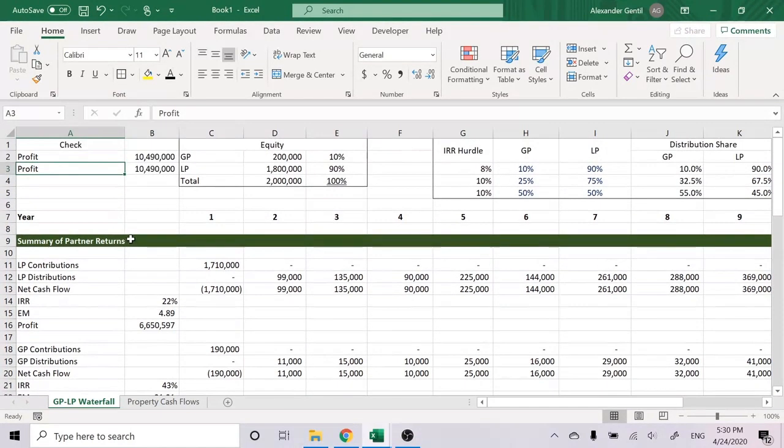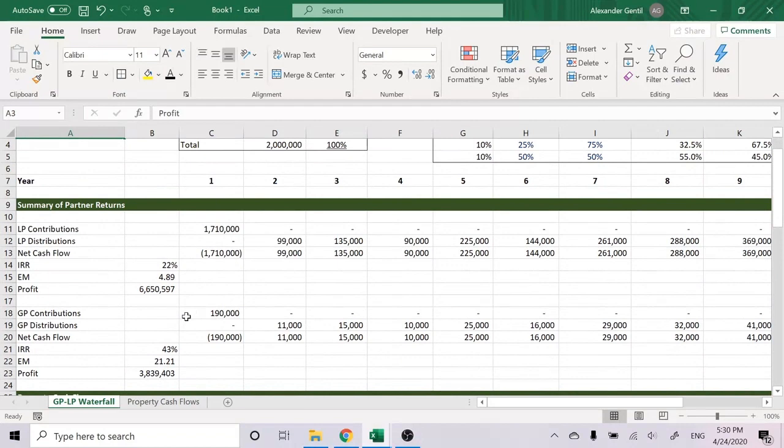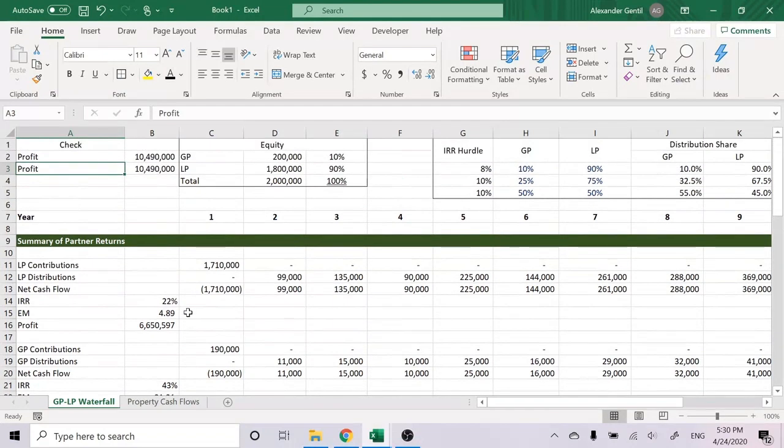So just the takeaways here: the general partner can get a big boost if the property performs well, and if we manage to sell it for a really high value at the end. This is modeling using IRR hurdles. This is the first video, and I'll be posting some other ones using the same logic and debt and things like that.